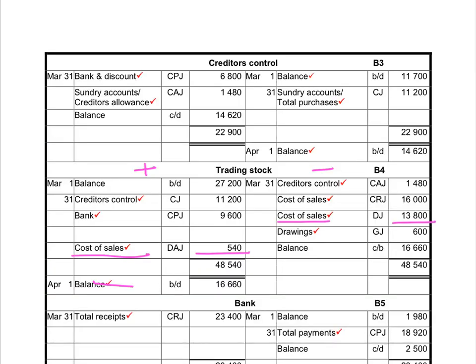Creditors control is credited with the 11,200. Normally you will buy different types of things, so you will write sundry accounts or you will write total purchases. The trading stock account was debited. You will write creditors control here to indicate that this double entry was in the creditors control on the credit side.